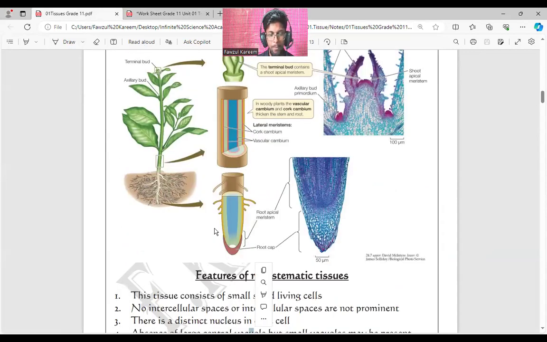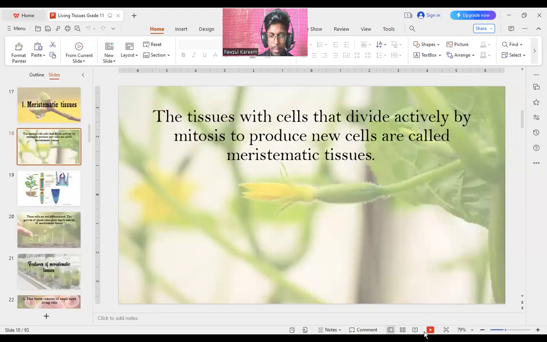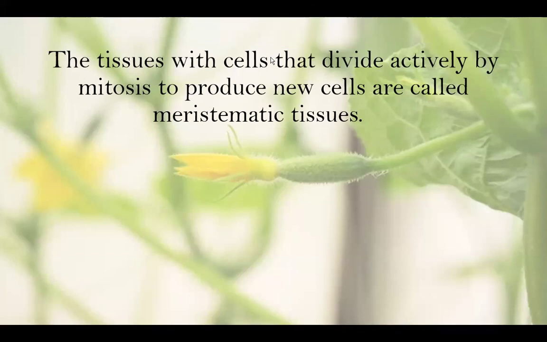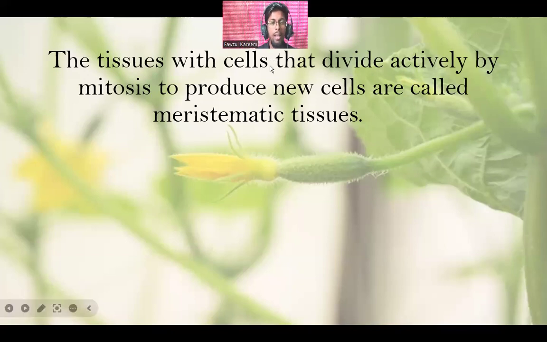Right. So did you write the definition for the meristematic tissue? Write it down. When you are writing the definition, try to understand and write the definition. What is that? The tissues divide by mitosis and produce new cells. That is meristematic tissue.